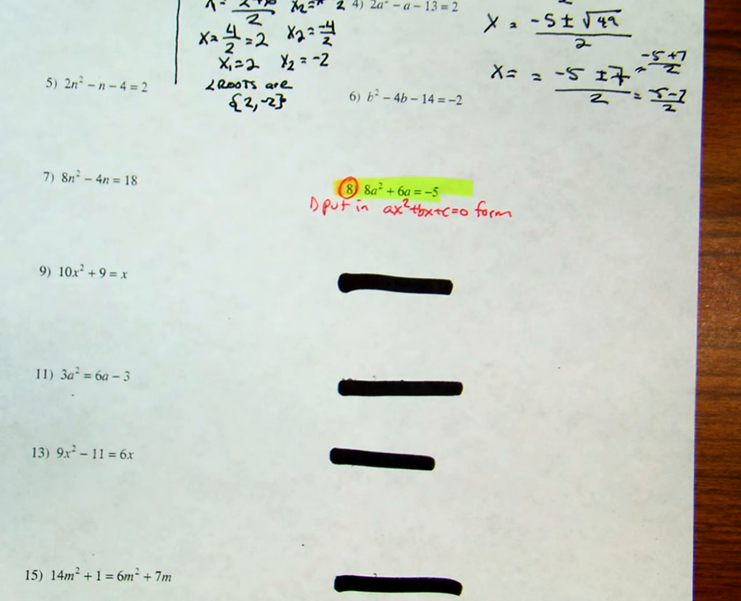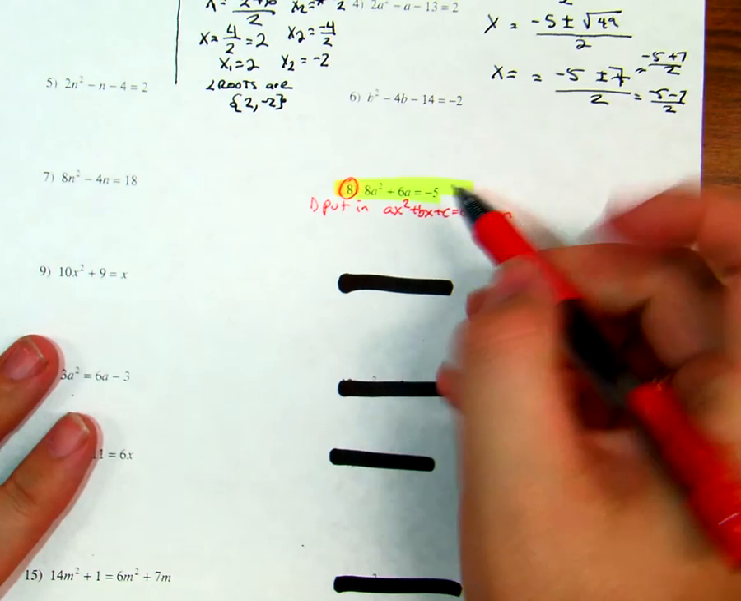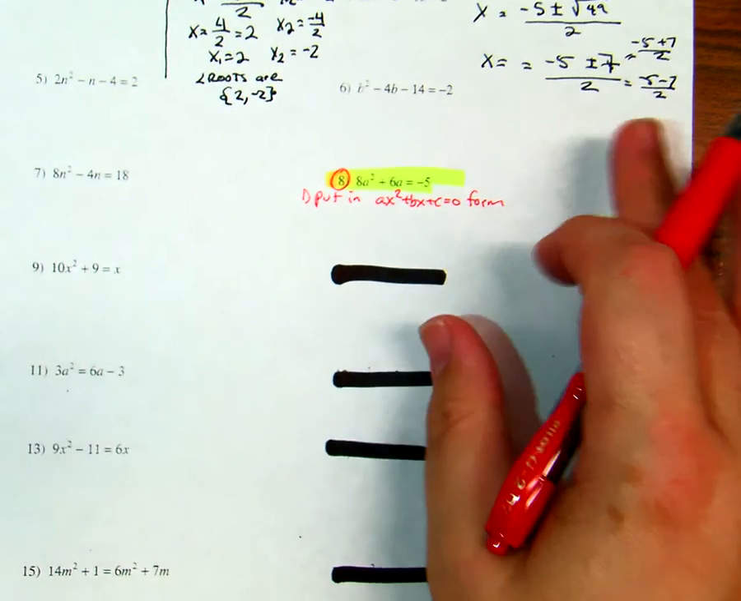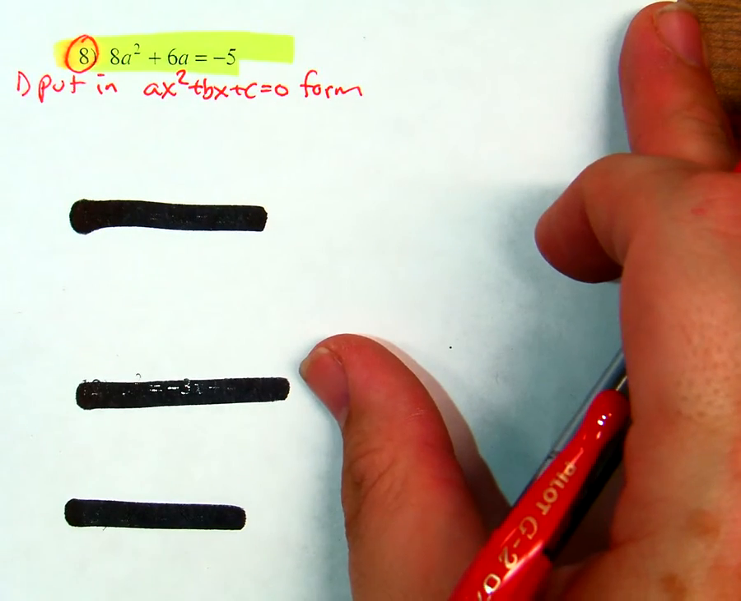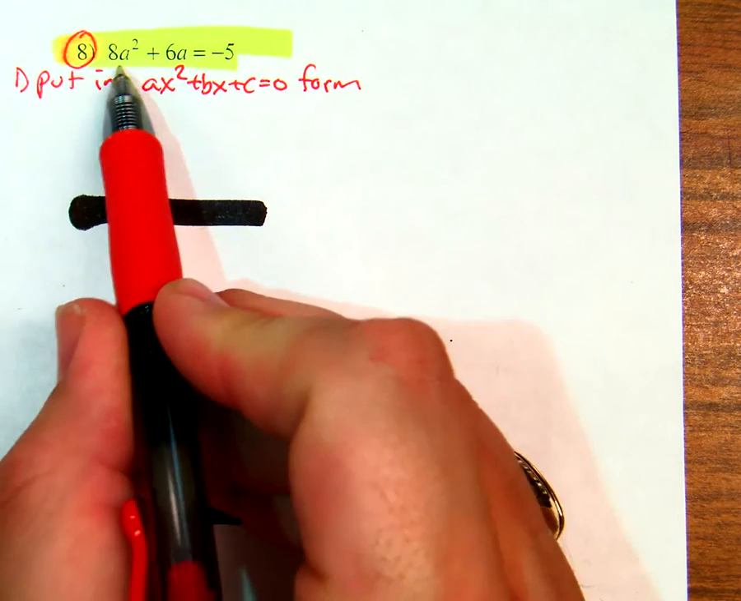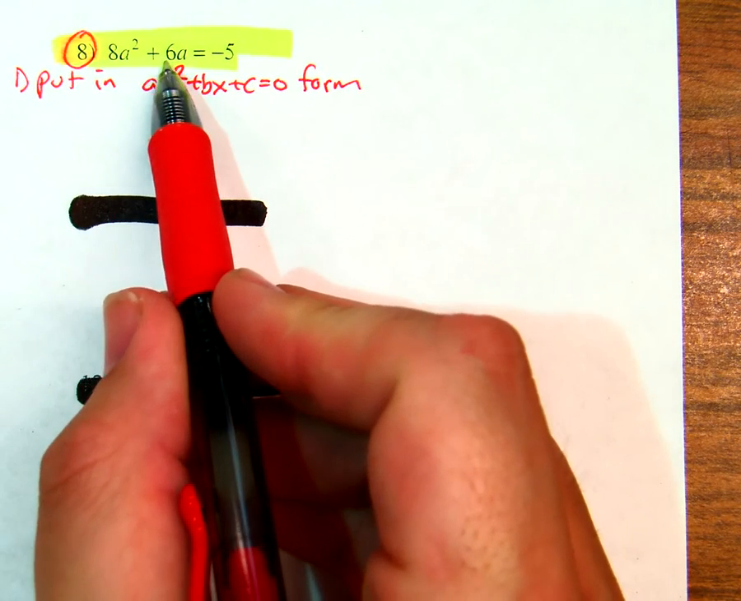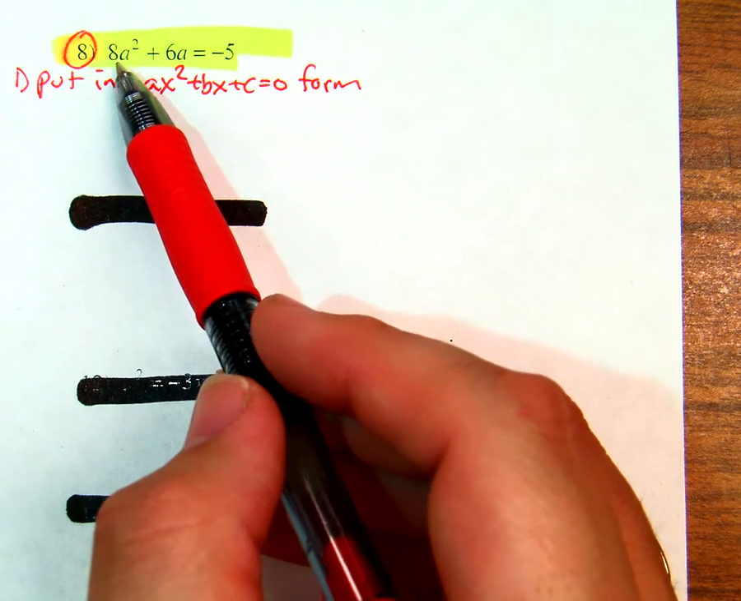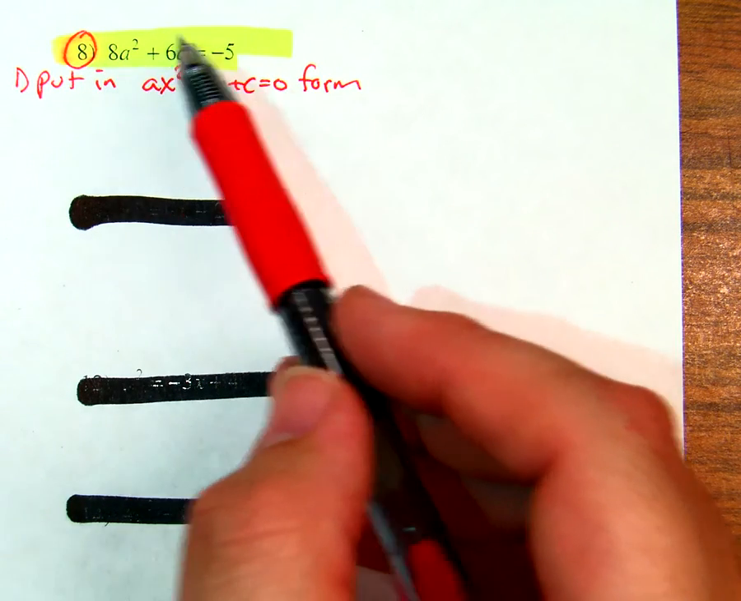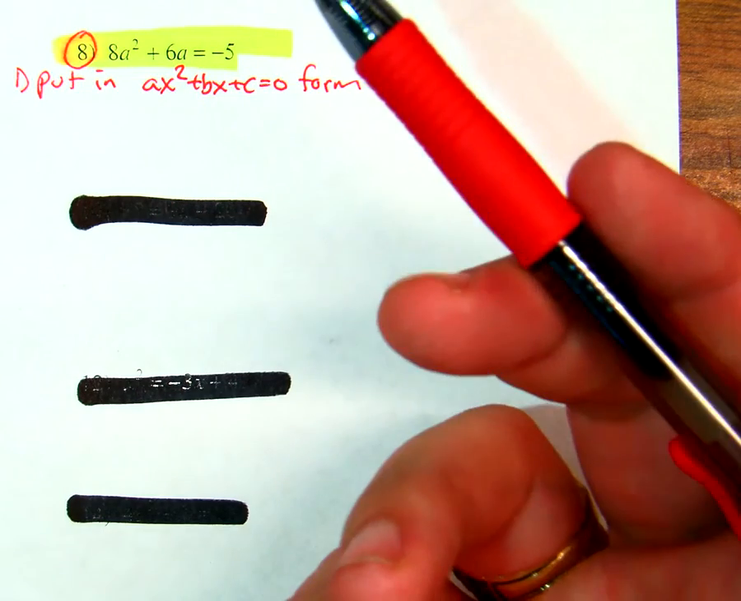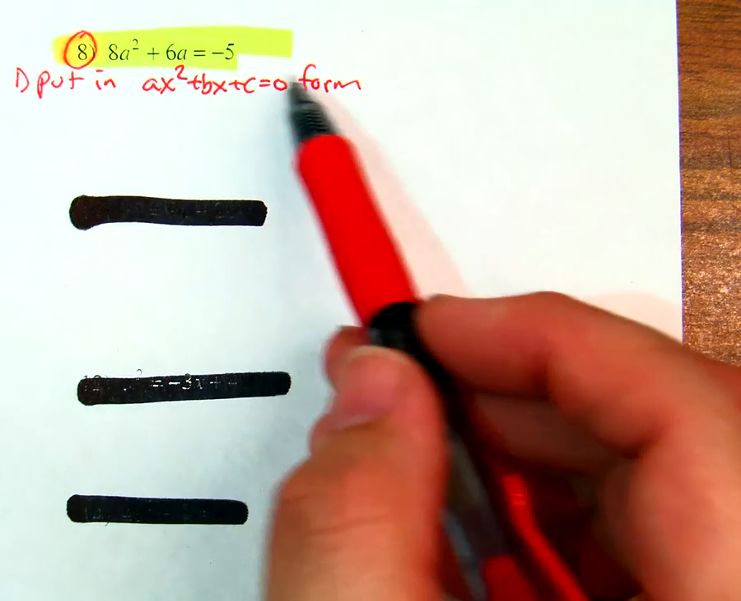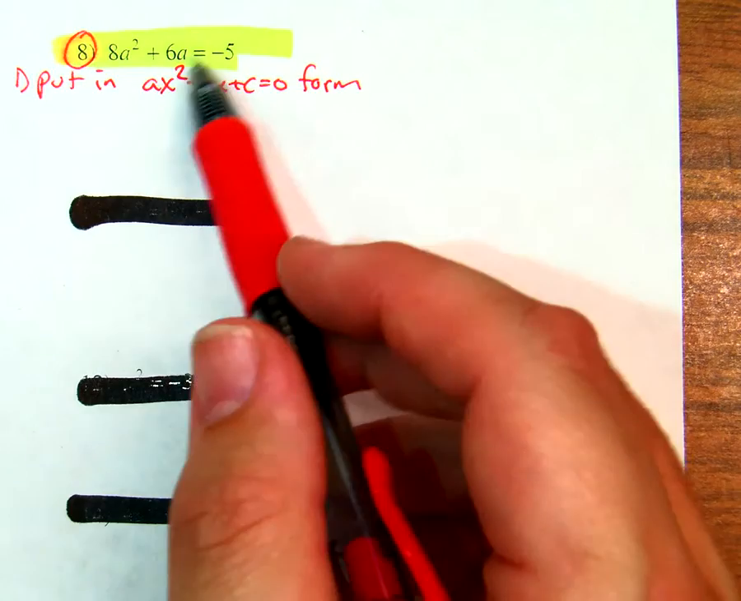You need to have this in ax squared. Let me zoom in a lot here so you can see the problem. We need this in ax squared plus bx plus c form. We're using a's instead of x's, which is not that big a deal. But is it equal to 0?